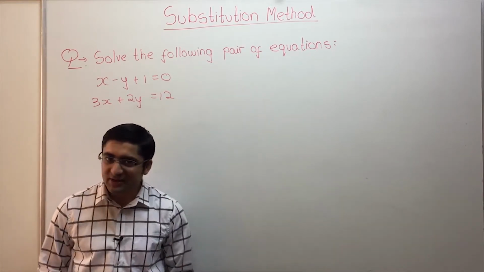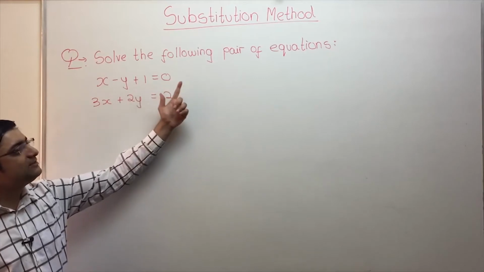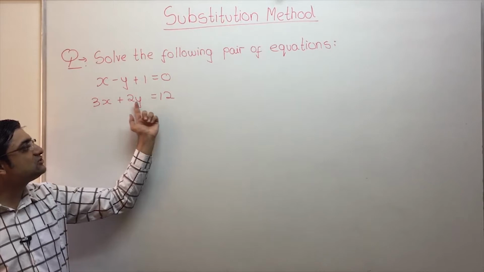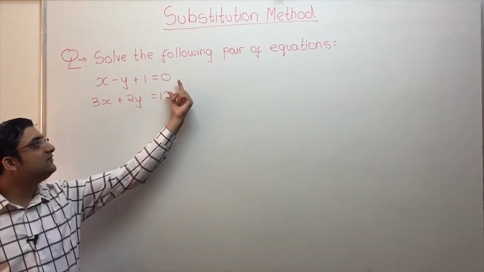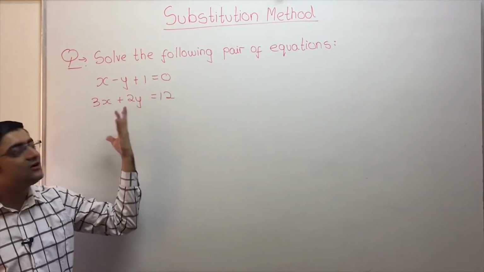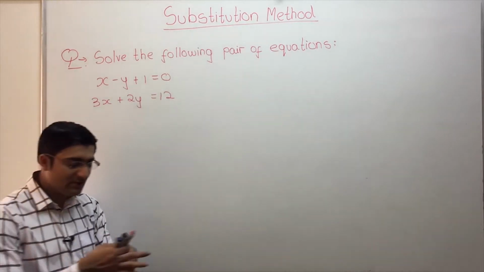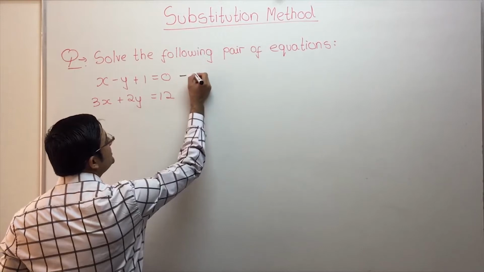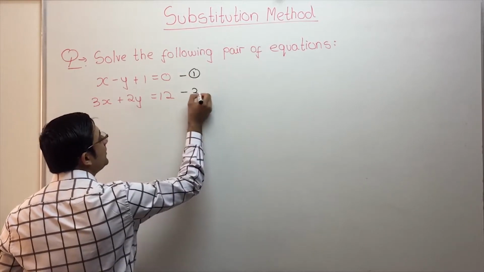To explain the concept, I've taken an example. Solve the following pair of equations: x minus y plus 1 is equal to 0 and 3x plus 2y is equal to 12. So here we have a pair of linear equations in two variables. Let's learn how to solve them by the substitution method. The first step is to label your equations as 1 and 2. Let's say this is equation number 1, this is equation number 2.